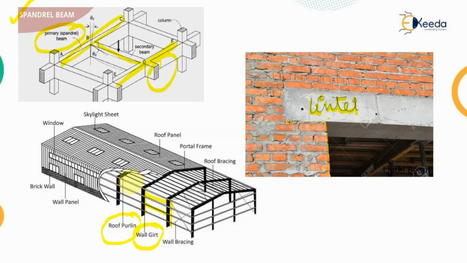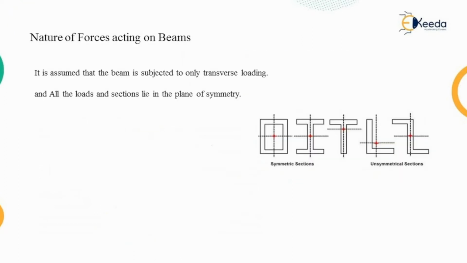And on the roof purlin, these members which are supporting or carrying the load from the roof panel or from the roof covering are known as the rafters, and rafters are supported on the purlins. So these are the different types of beams depending upon the place of use.